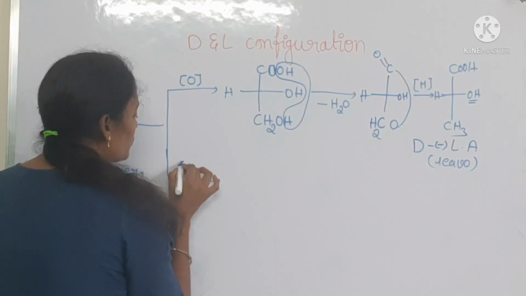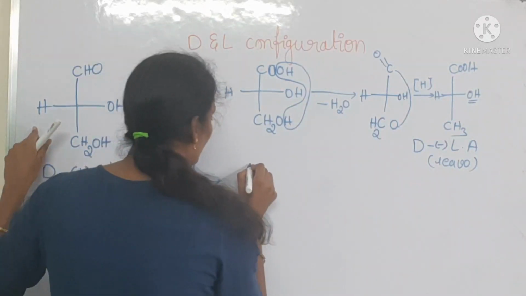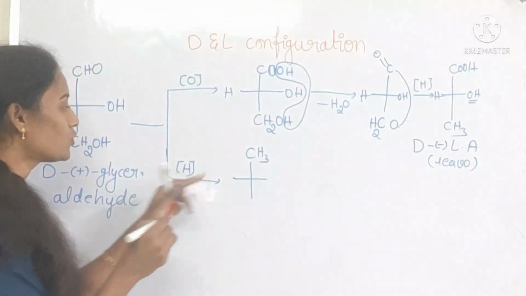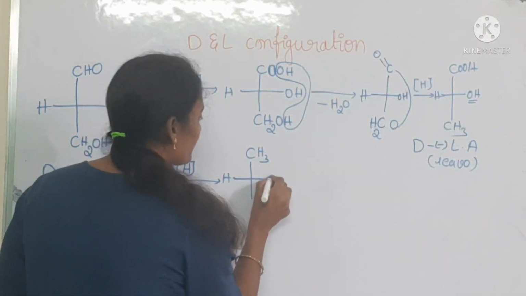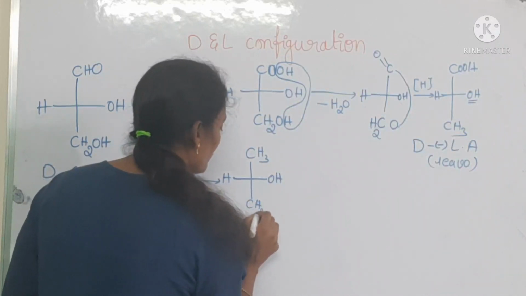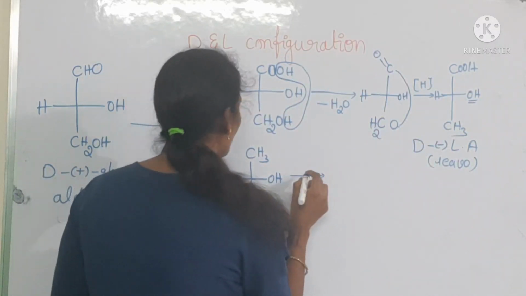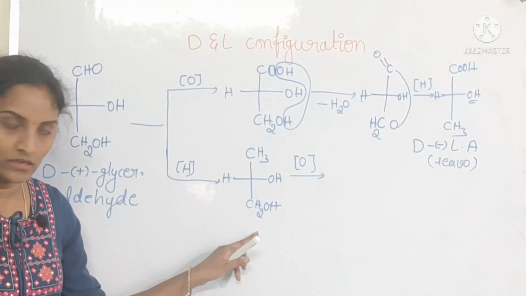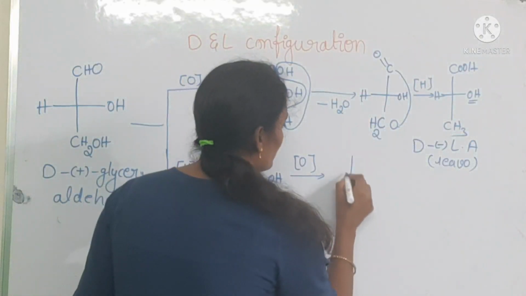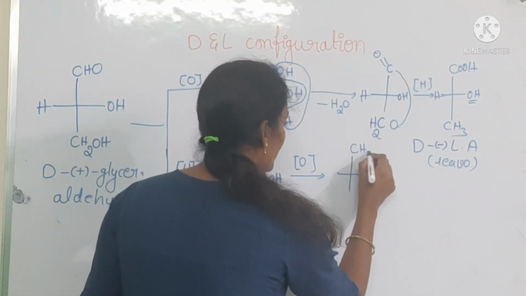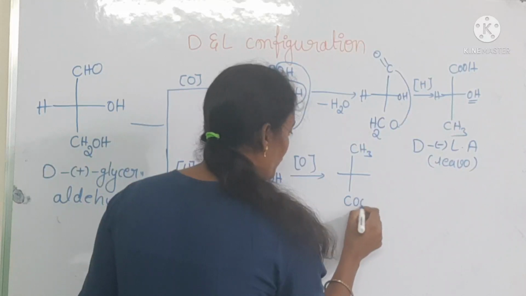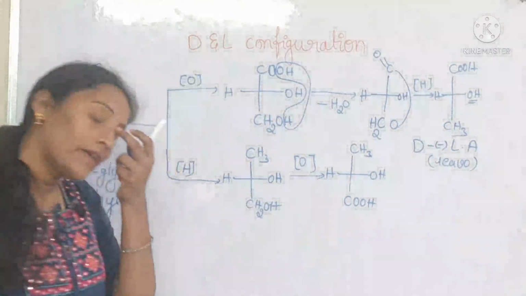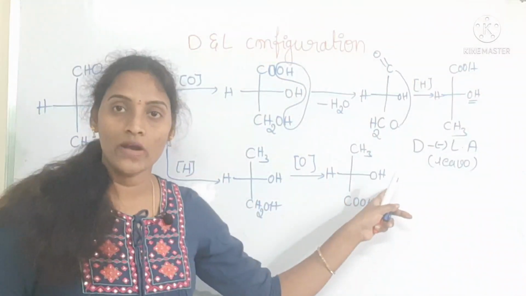First you have to do reduction of this aldehydic group. This aldehyde group will convert into a methylic group. Remaining everything will be the same. Then after you have to oxidize this alcoholic group present in the last one. CH3 is the same. The alcoholic group will become a carboxylic group, OH. Now you can assign directly.